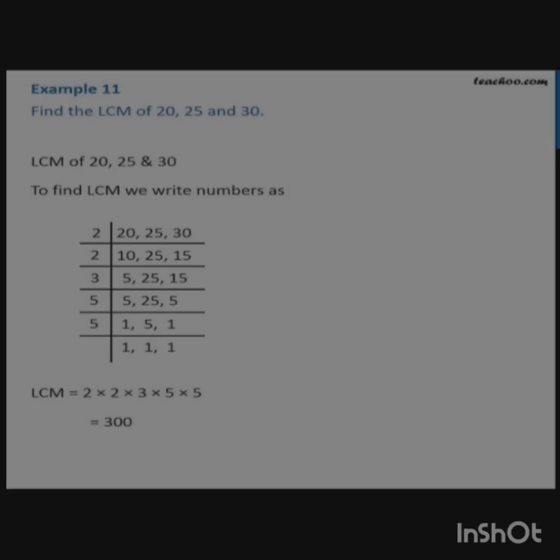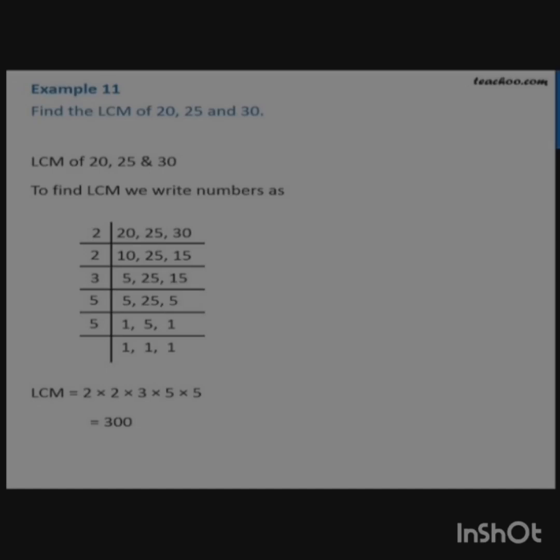Now, what number can divide any of those numbers down? We have 5. 5 divided 1 is 1. 5 divided 5 is 1. 5 divided 1 is 1. So, in the left column, we have 2, 2, 3, 5, 5. Multiplying this will give us the LCM.